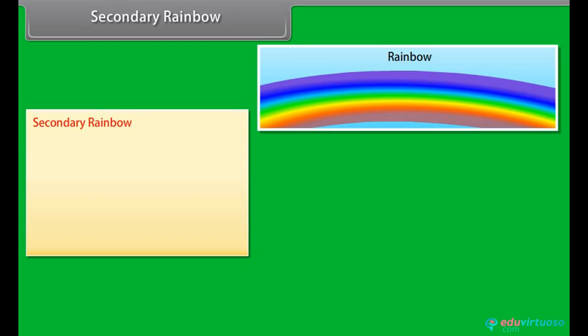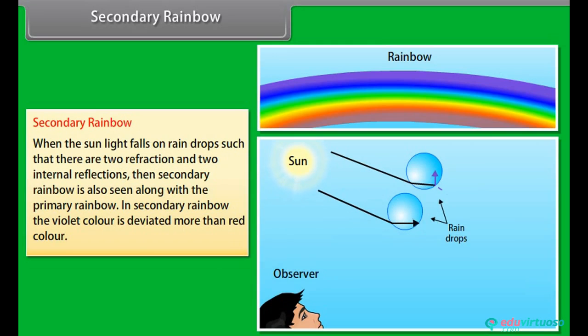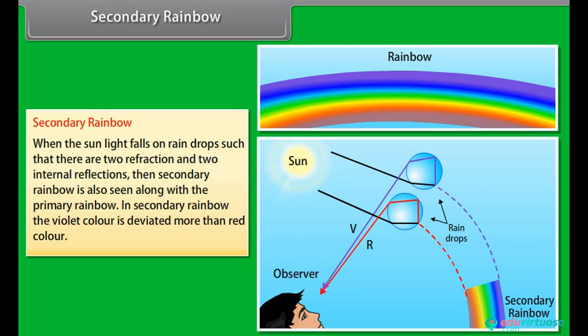Secondary rainbow. When the sunlight falls on raindrops such that there are 2 refractions and 2 internal reflections, then a secondary rainbow is also seen along with the primary rainbow.